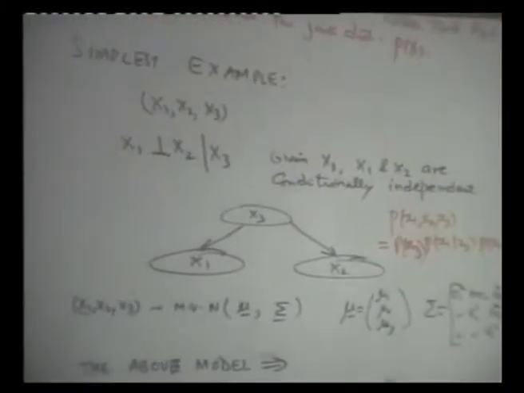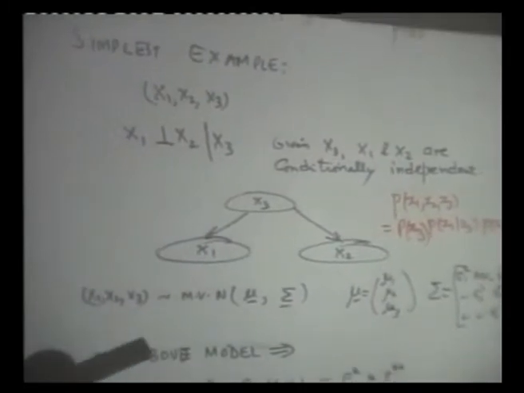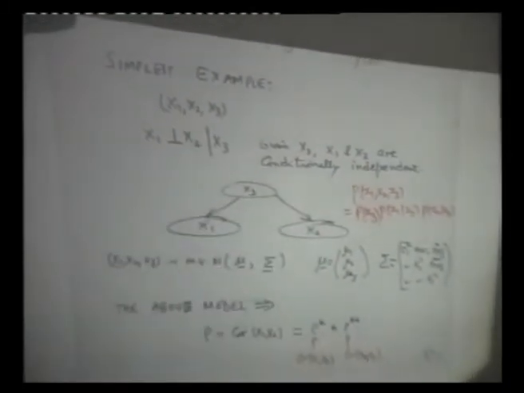Okay, let's go to that first quickly. What it means, okay? Right, let me just give you a simple example here. Then we can come back to it. Three variables, right? A three-variable problem. And you say, statistically, something like X1 and X2 are conditionally independent given X3. That's the assertion you make, right?